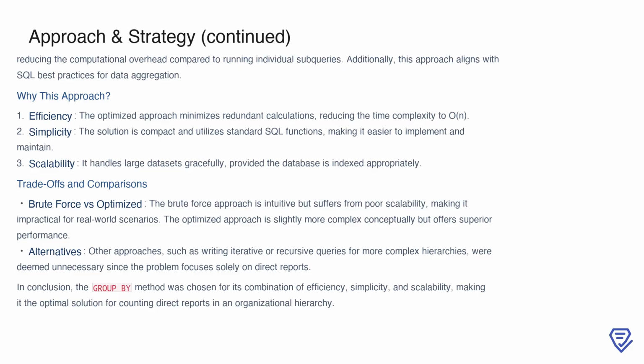The decision to use the group by approach was based on its efficiency, simplicity, and scalability. By consolidating rows based on manager_ID, we reduce computational overhead and achieve a time complexity of O(n). This makes it highly efficient for large datasets. The solution is also compact and leverages standard SQL functions, making it easier to implement and maintain. In comparison, the brute force approach is more intuitive but suffers from poor scalability, which makes it impractical for real-world applications. While other methods, such as recursive queries, could handle more complex hierarchical relationships, they are unnecessary for this problem since we are only concerned with direct reports.